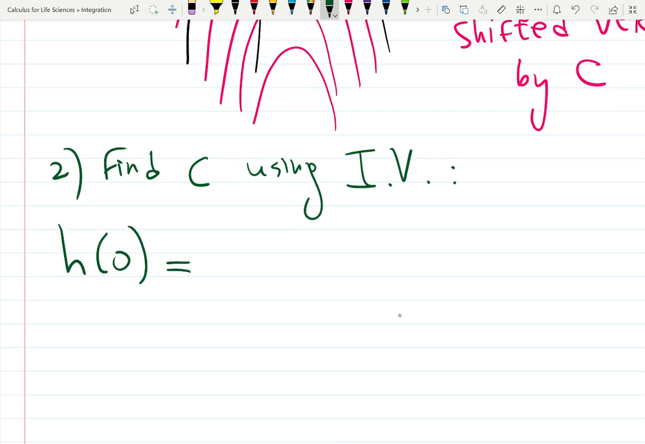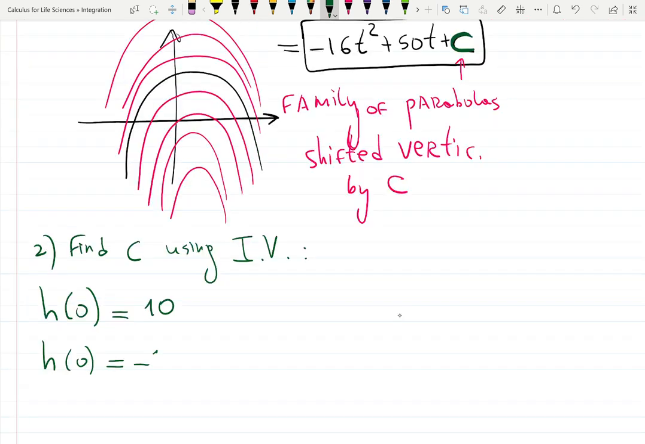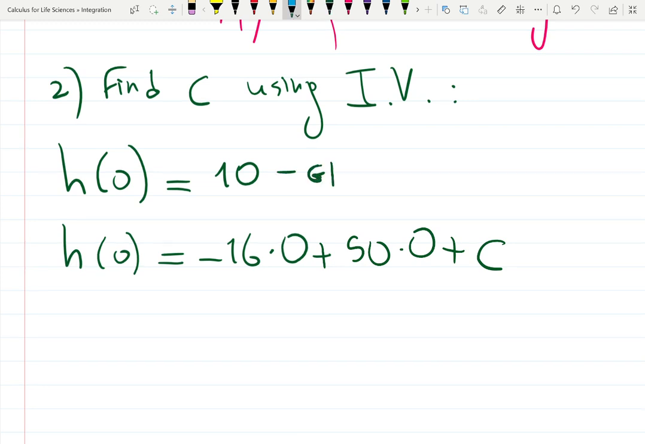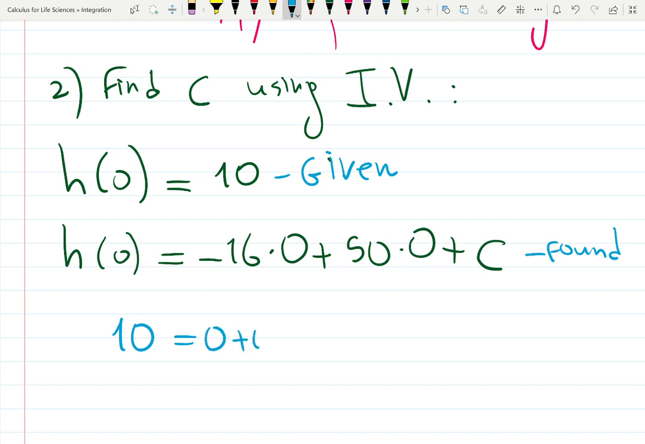H at 0 is given as 10. But we know h at t. Let me do at 0 right away. H at 0, I'm plugging 0 into the solution we just got: minus 16 times 0 plus 50 times 0 plus c. This is given, this one we found. But it's given that the answer should be 10. So we have 10 equals 0 plus 0 plus c. Solve for c. C is 10.